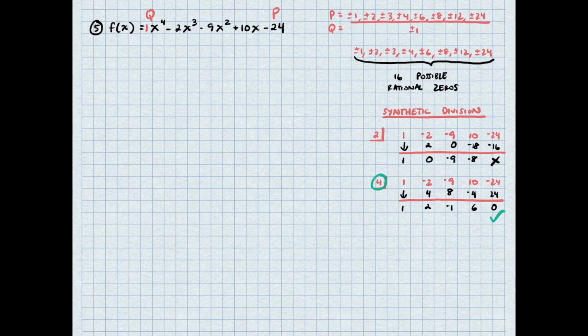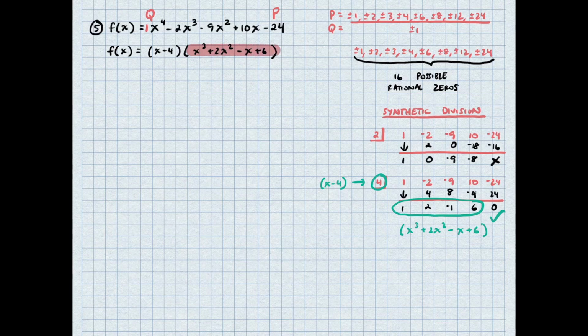This 4 here tells us we have a linear factor of x minus 4. And these numbers on the bottom tell us we have a cubic factor of 1x cubed plus 2x squared minus 1x plus 6. So far, we can rewrite our function as f of x is equal to x minus 4 times x cubed plus 2x squared minus x plus 6. Now we have to see if we can break this down.